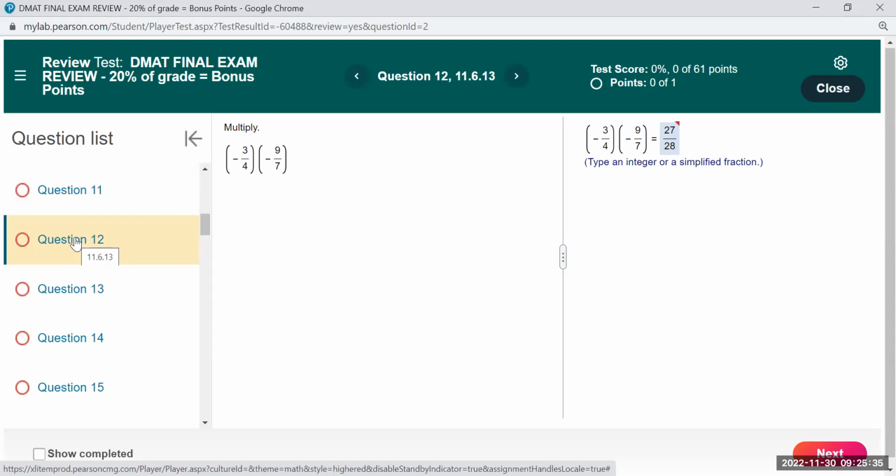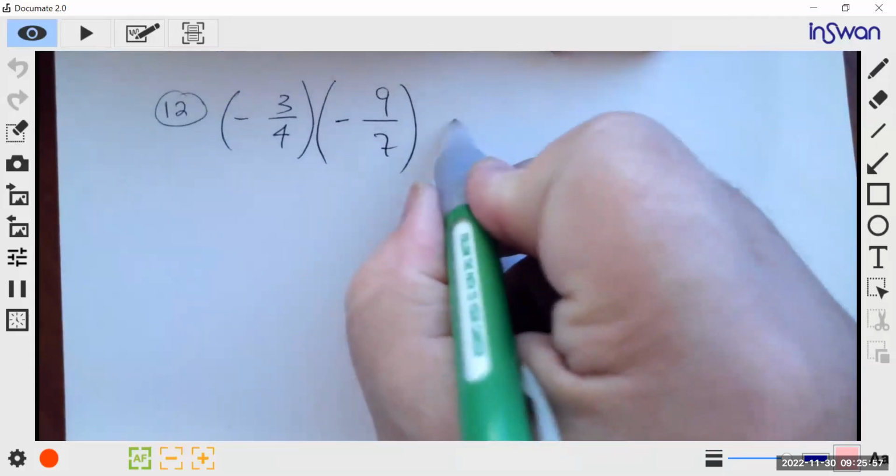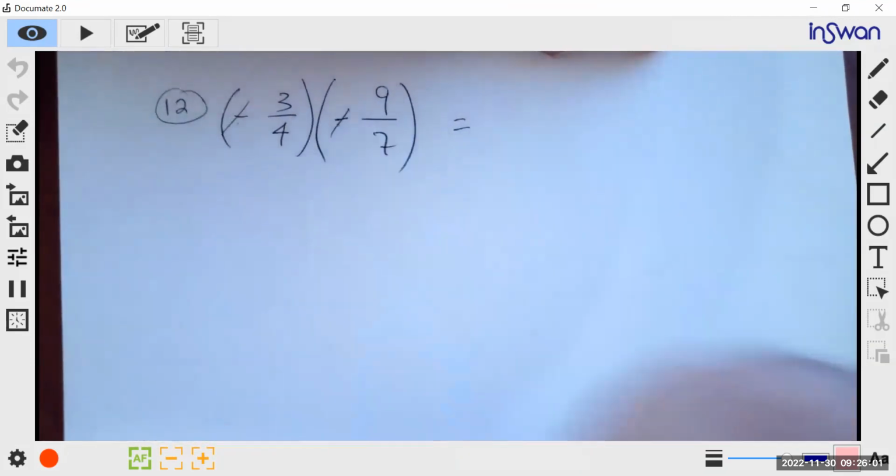Number 12. Multiply. Negative 3 over 4 times negative 9 over 7. First step, negative times negative, they cancel, so your answer is positive.